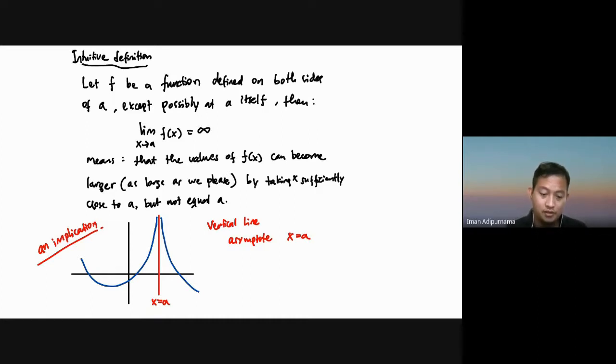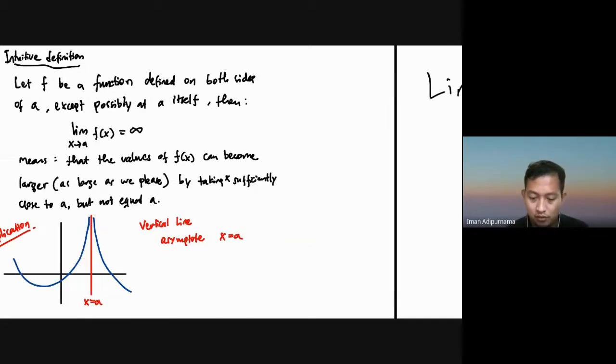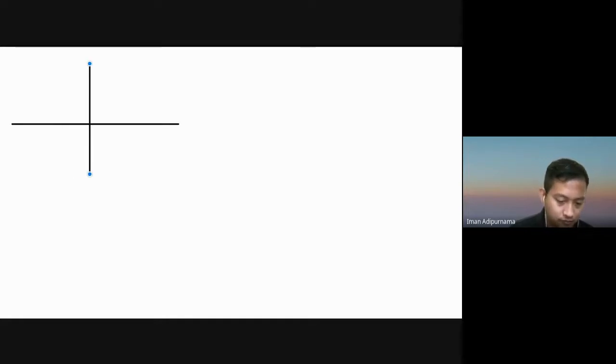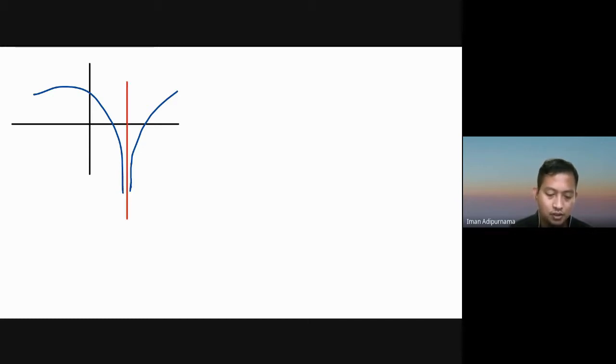Another point from here, we can also have the opposite sides. So it's not only the positive infinity, we can also have the negative one. Let me write in another new slide. Let's say that it's our function there, and we also have the asymptote. And here is the limit as x approaching a, as it will be a negative infinity, so it will be going down here.